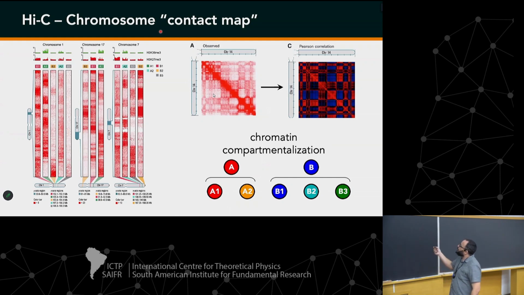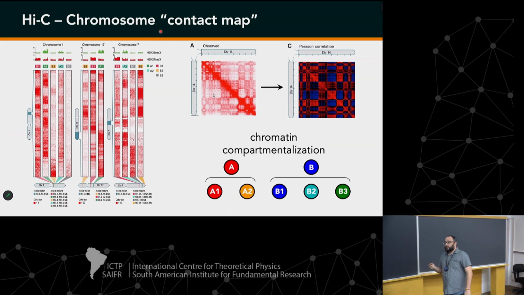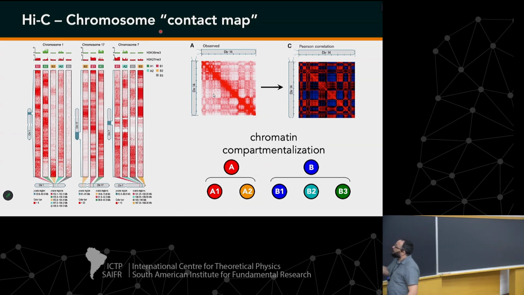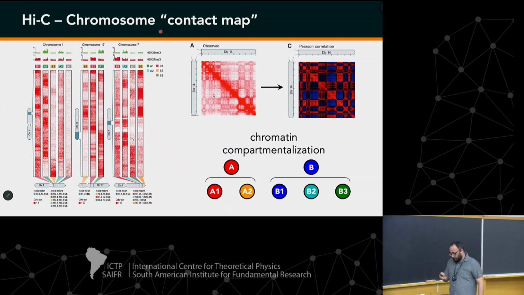For type A and type B, you just compute the Pearson correlation and take, for example, the first component of principal component analysis, and you get the A's and B's. For the subtypes, you need to do more hierarchical clustering of these Hi-C maps to get this information. Okay?